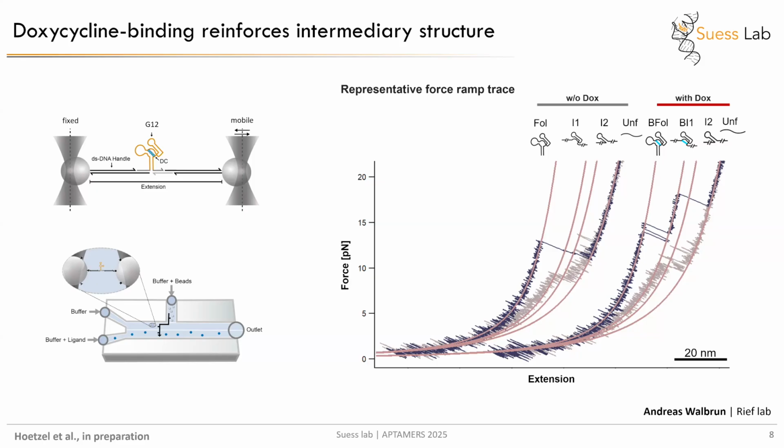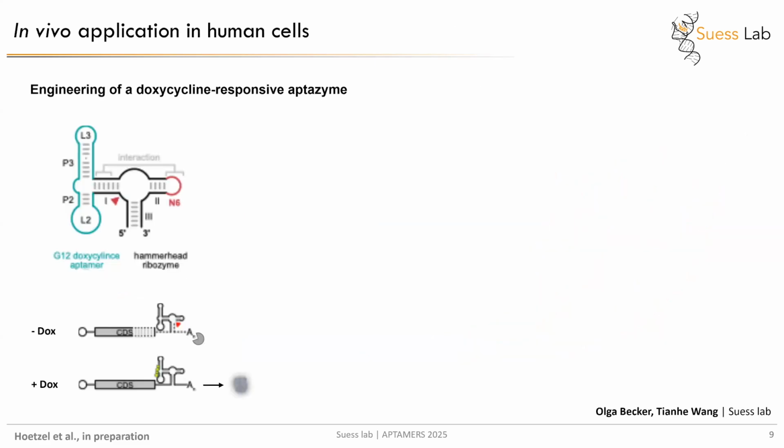With all this characterization, looking into the structure and everything, we then thought, okay, let's go more into the application. And one thing that we did is we engineered an aptazyme design with G12, and we did this by combining our aptamer here in blue with the hammerhead ribozyme and randomizing the L2 loop so that we have N6 here.